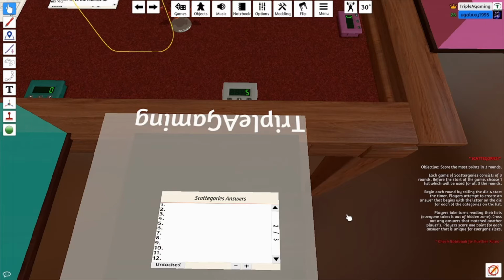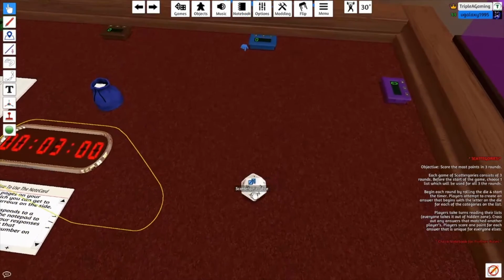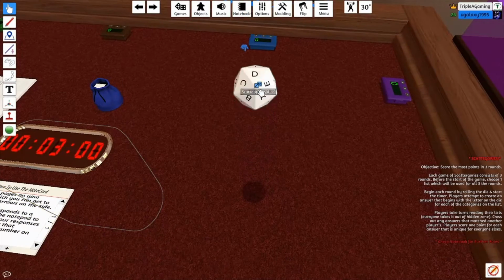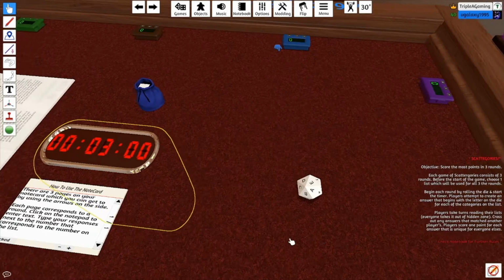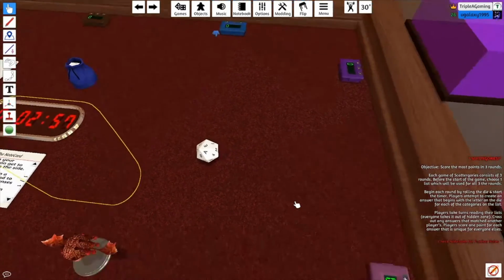I am pulling up list 2. Would you like to roll the die this time? I don't trust my computer to not lag, so I think you got this. That is fair. I will spin on over to the dice. R button, this is your time. You've got this. E. Oh gosh. Starting in three, two, one, no. All right, so E.